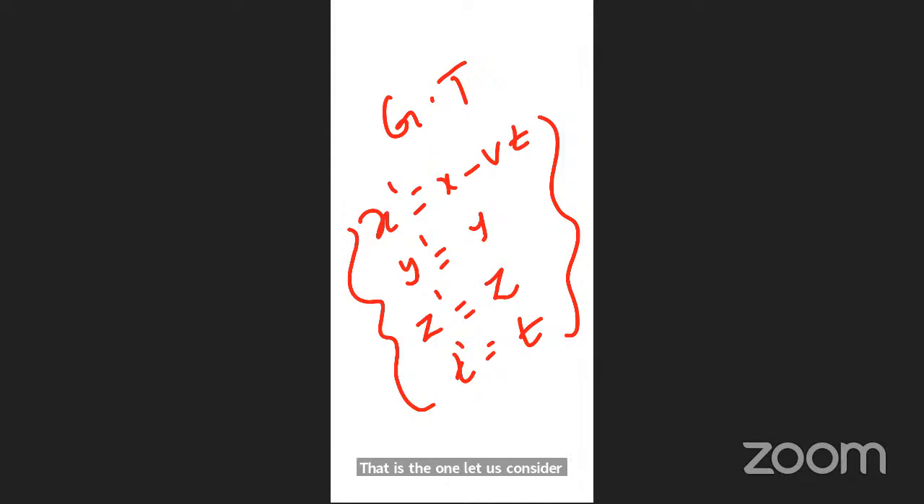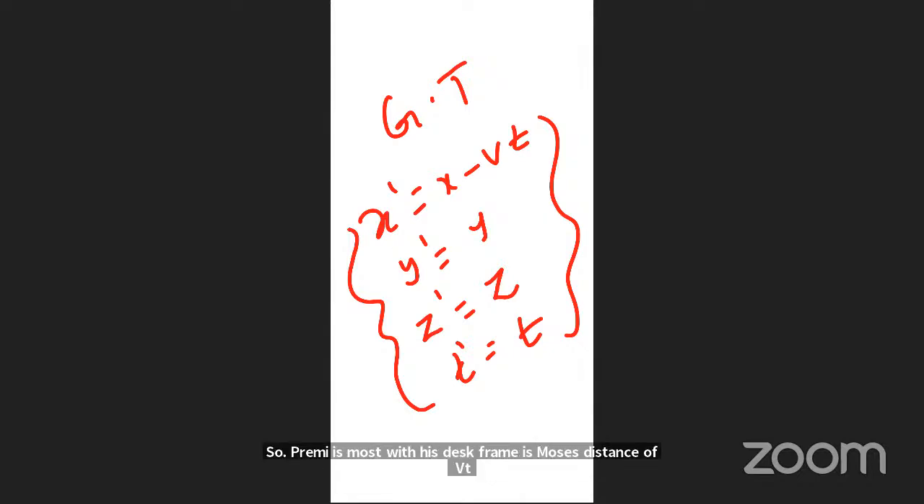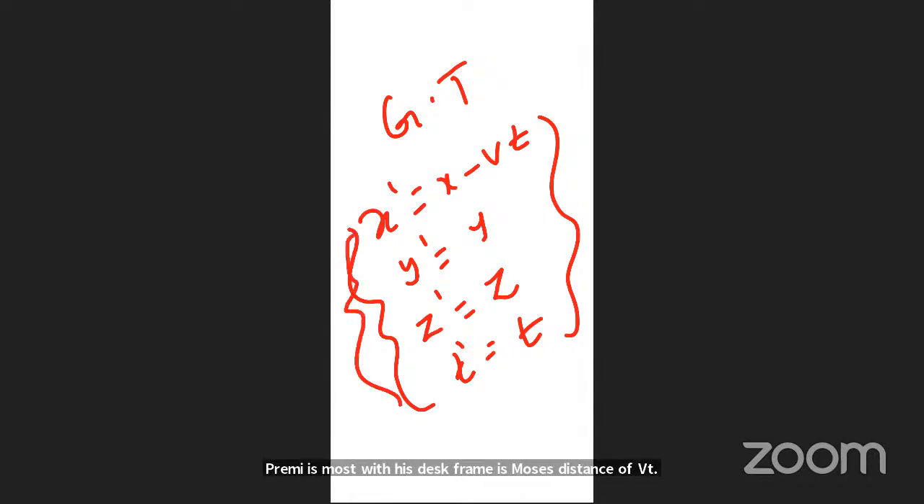Let us consider one event, a point P. The distance in the S frame is x and in the S dash frame is x dash. The S dash frame moves a distance vt after t seconds with respect to the S frame. Then the relation between the S and S dash frames is x dash equal to x minus vt, y dash equal to y, z dash equal to z, and t dash equal to t. These four equations are the Galileo transformation equations.